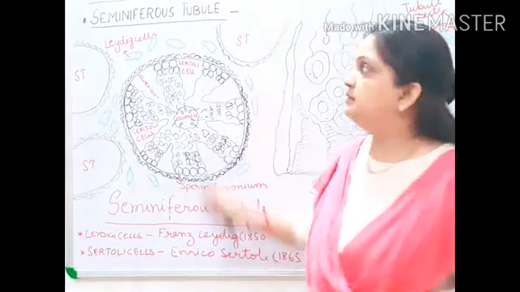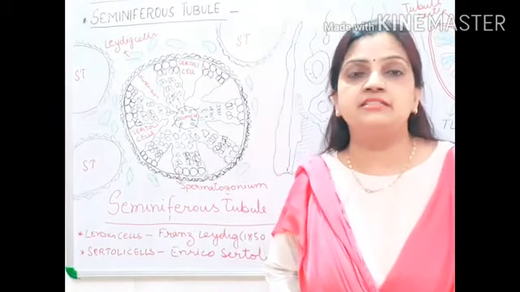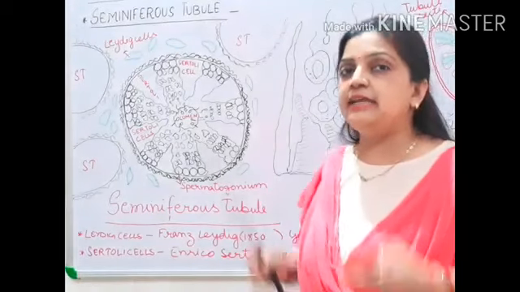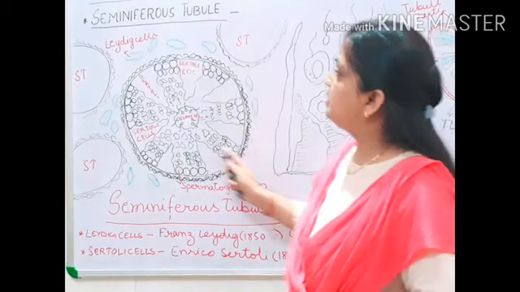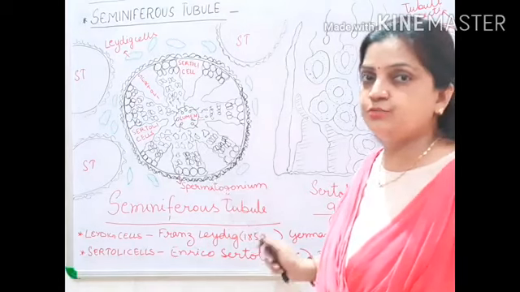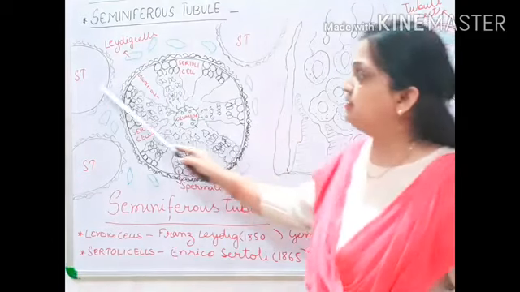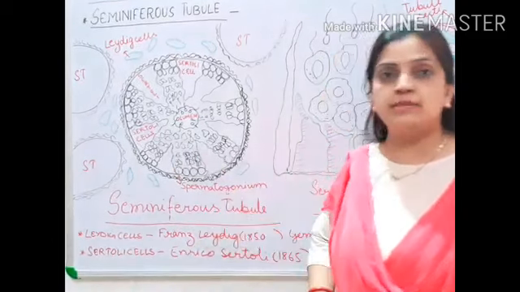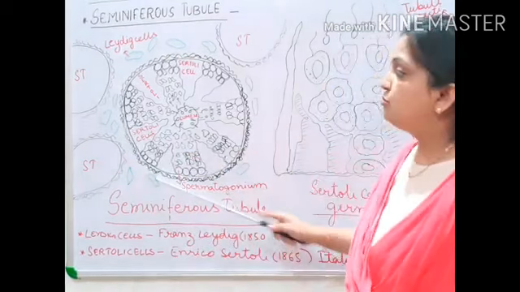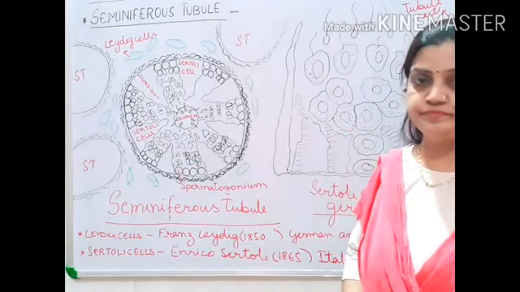Leydig cells. The another name for Leydig cell in your textbook is interstitial cells. Inter means in between. Now children, this is a broad diagram which is showing all the parts of the seminiferous tubule. You can see that I have drawn here. This is also a seminiferous tubule, this is also a seminiferous tubule, this one is also a seminiferous tubule. I haven't drawn the internal structure in these parts. So there are many seminiferous tubules over here.